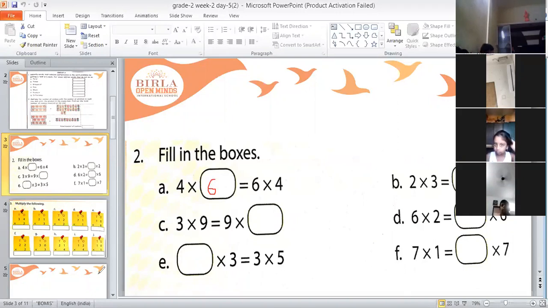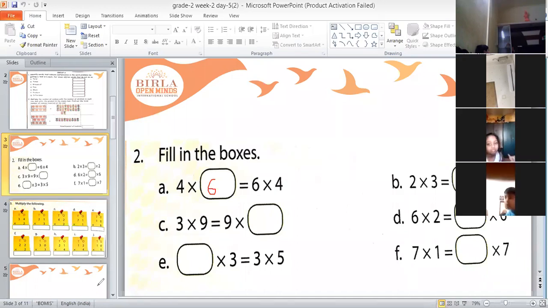Misbah? Yes, ma'am. Now tell me in second bit, which number is missing? 2 multiply 3 is equal to dash multiply 2. Which number is missing, Misbah? See, before equal to sign, this is 2 multiplied by 3. 3. Yes, so 3 is missing. So we will write here 3. Children, write there 3 in second bit.